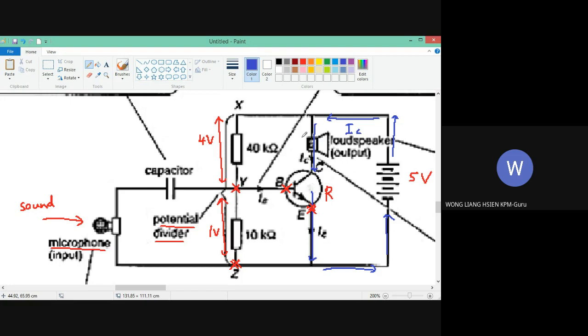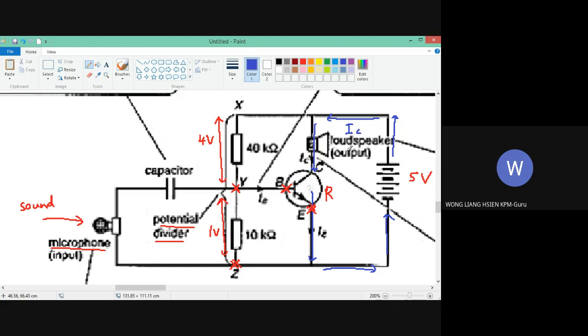Okay? The sound from the loudspeaker will be louder, because the voltage is higher, so the collector current that flows through is also higher. Okay? Get the idea? So this is the actual useful application of the transistor as a current amplifier. See or not? It can make a small sound become a louder sound.